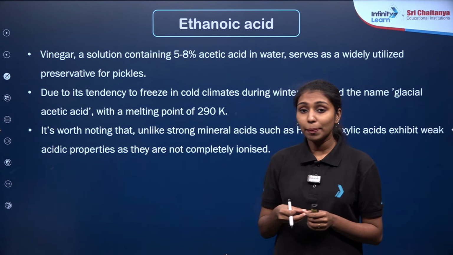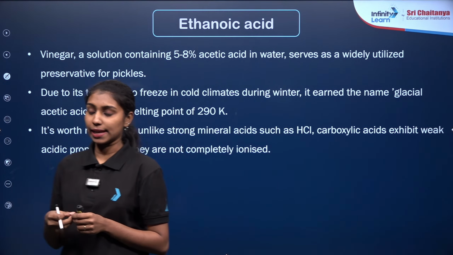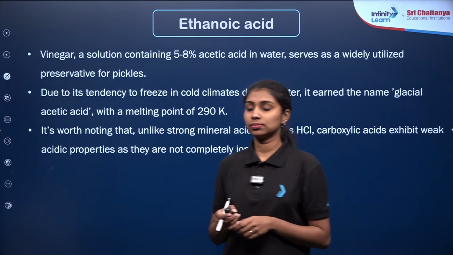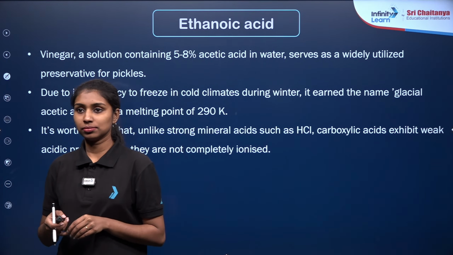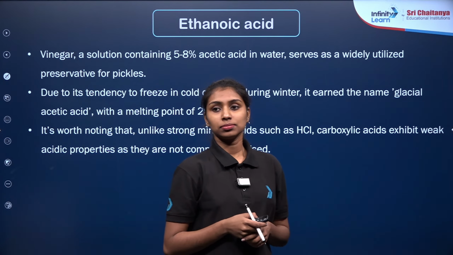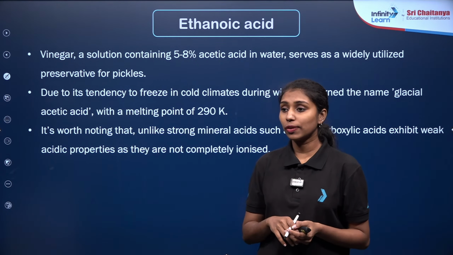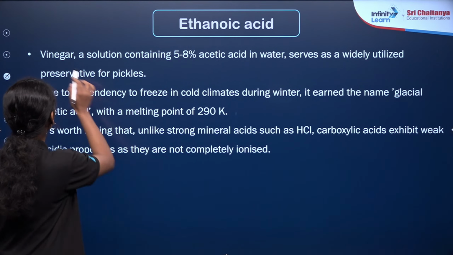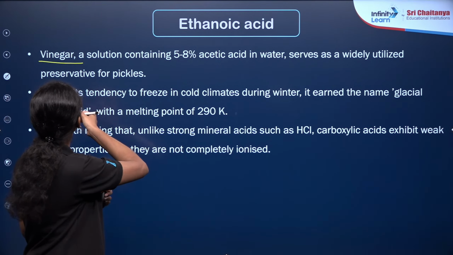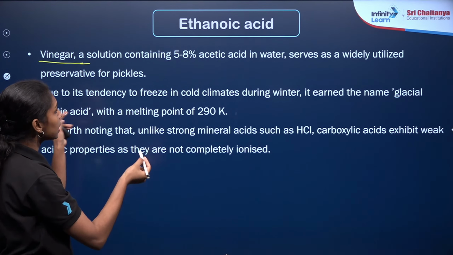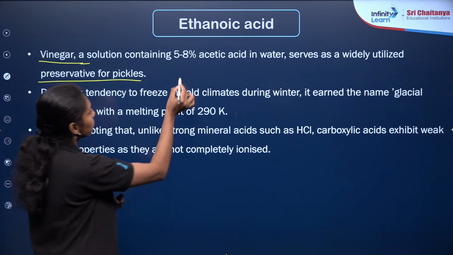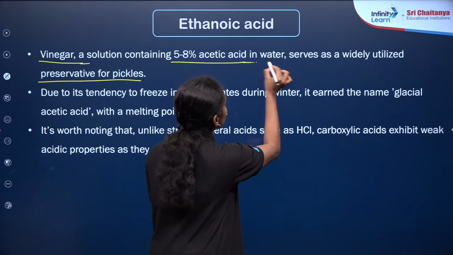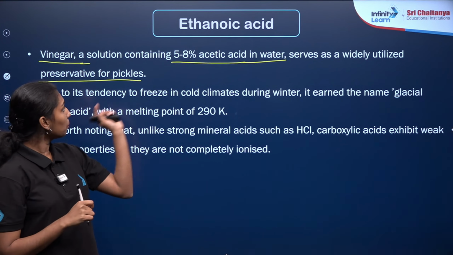Now let us discuss the applications of ethanoic acid, or acetic acid. What will be the applications of acetic acid or vinegar? Yes, food preservation, right? Vinegar, which we use at home whenever we are making pickles or something, is used as a preservative there, right? It contains 5 to 8% acetic acid in water. That is known as vinegar. So it serves as a widely utilized preservative for pickles.